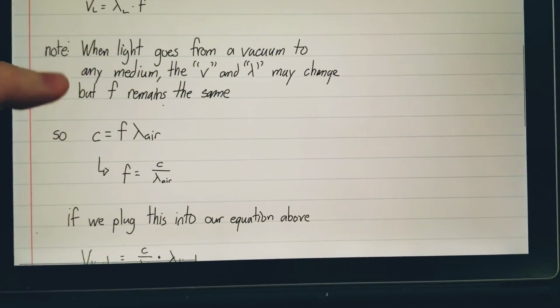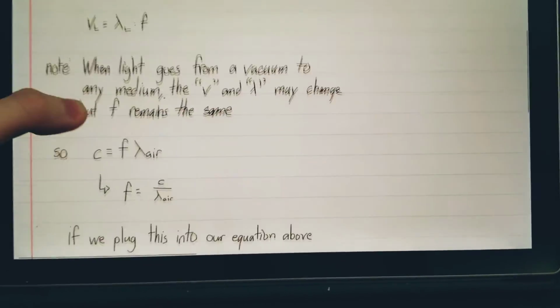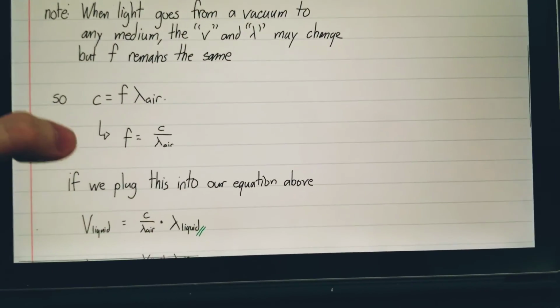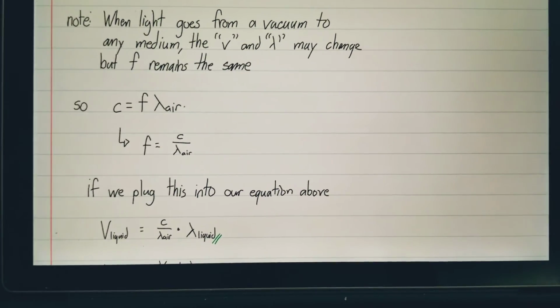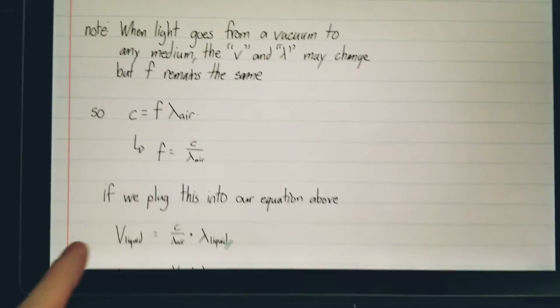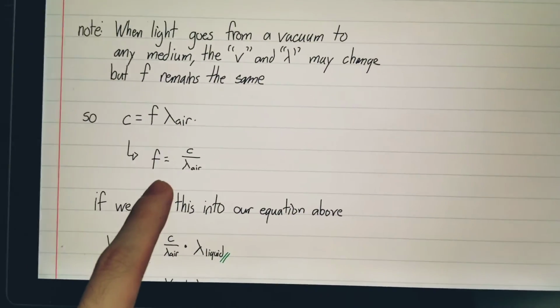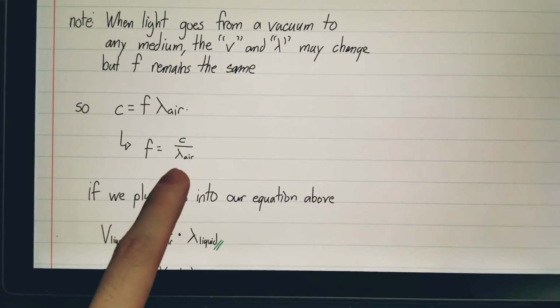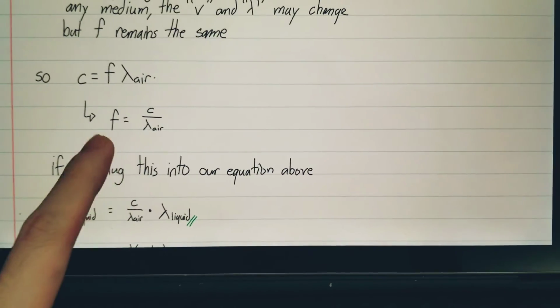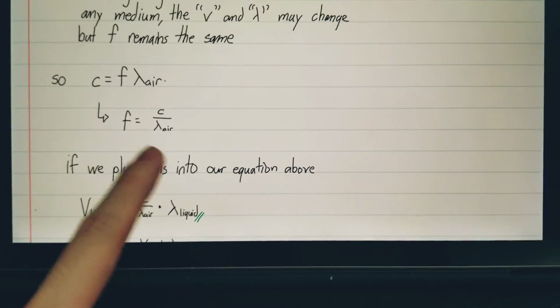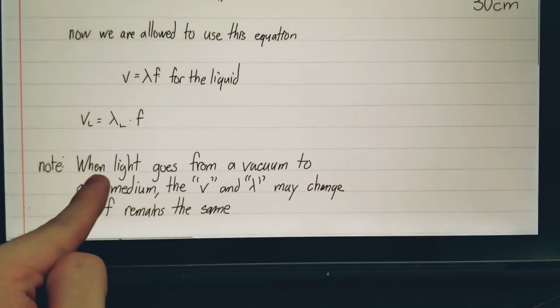So using the same exact formula above, v is equal to lambda f, except changing it for the speed of light, we end up with c is equal to f times lambda of the air. And if we rearrange this to isolate f, we get f is equal to the speed of light divided by the wavelength of the air. Now that we have one of our unknowns solved, we can plug it into the above equation right here.